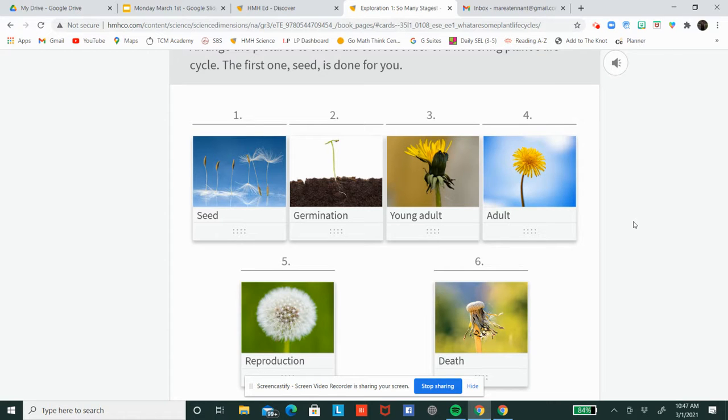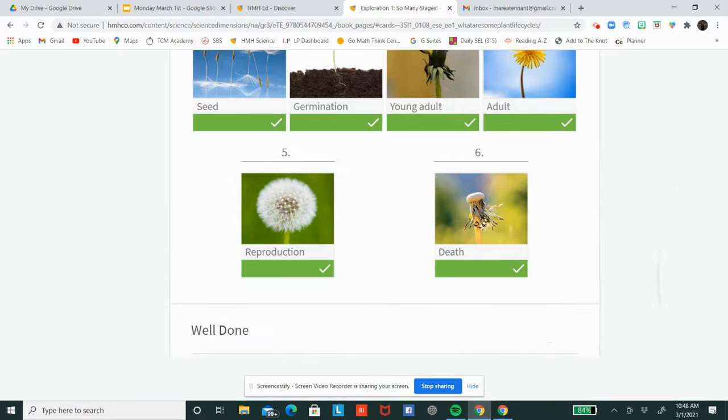So, seed, germinate, young adult, reproduction, and death. And that's the same thing for animals. You know, they start as babies, then they get older, then they're adults, then they make more children, like the mom or the female animals. So that's question 2. Double check, got them all right.